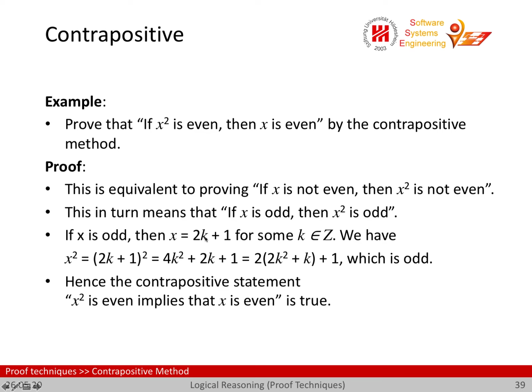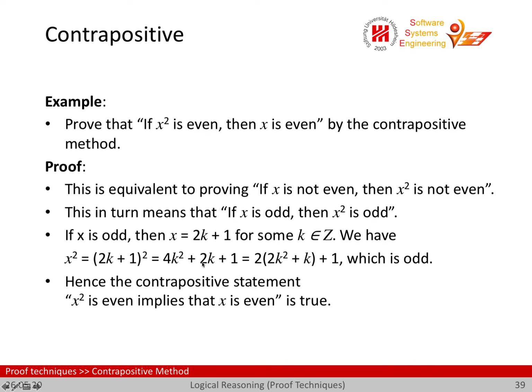However, if x is odd, then we can rewrite it as x equals 2 times k plus 1 for some k out of the whole numbers. And we can further rewrite x squared in the following way, leading us to 2 times the value in the bracket, this is a whole number, plus 1, which means this number will be odd.